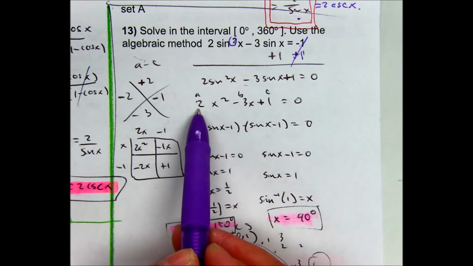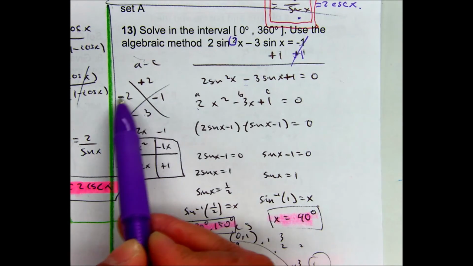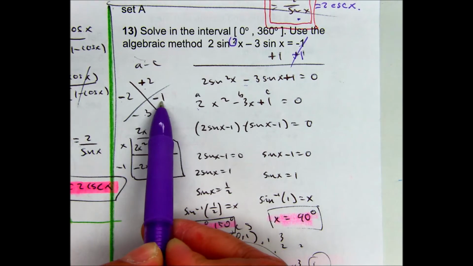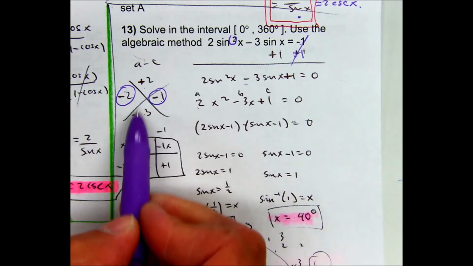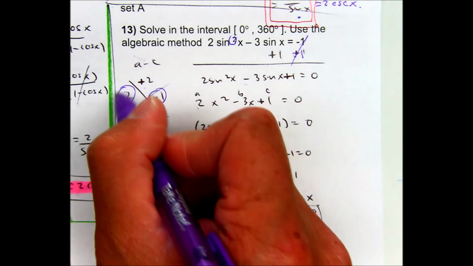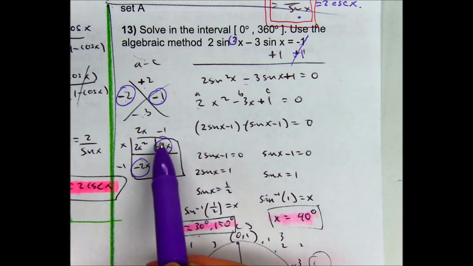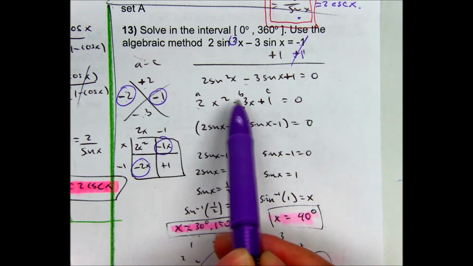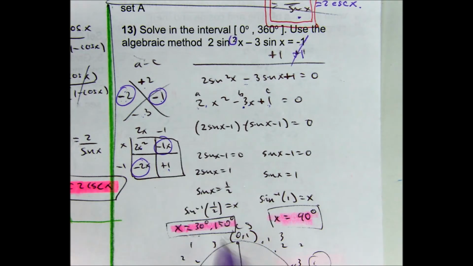A times c is 2. My b value is negative 3. The two numbers that multiply to be positive 2 are negative 2 times negative 1. And these two numbers here will add to be negative 3. These two terms are basically breaking up the middle term. Then you put in the first term in the top left and the last term in the bottom right, and then you take out your greatest common factor.